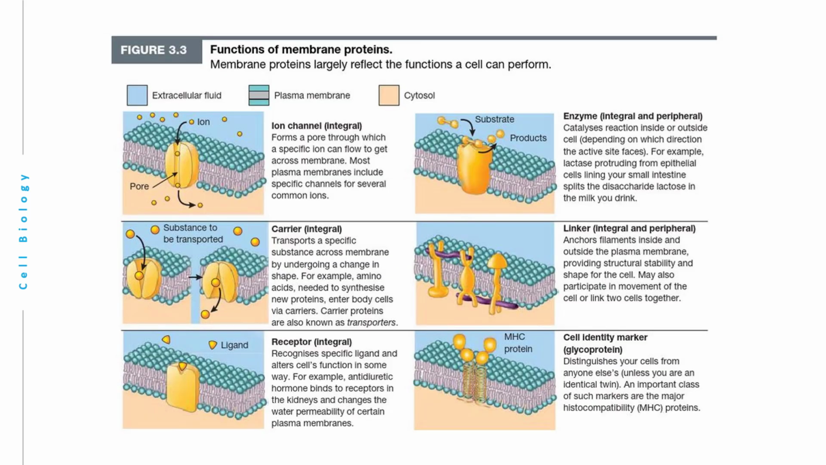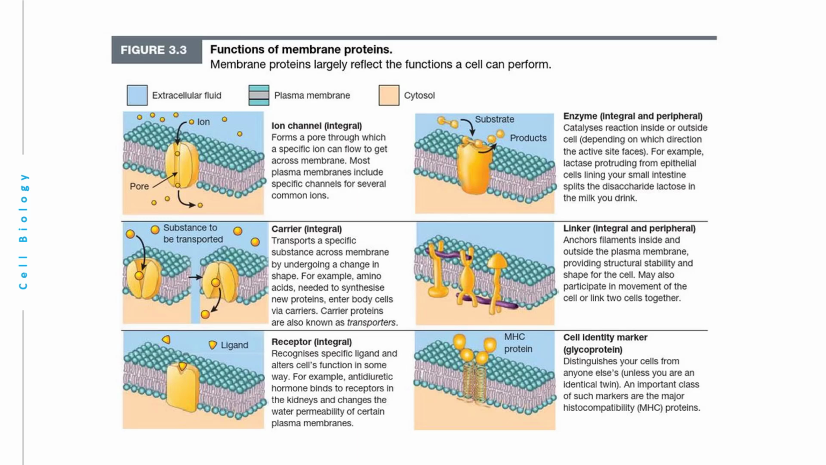These could function as ion channels, forming a pore through which different ions can pass. They can act as carriers, so they transport a specific substance across the membrane, or act like gates that could close or open, and they allow only a specific substance to pass through. They could act as receptors, identifying certain chemicals or ligands and then responding accordingly.